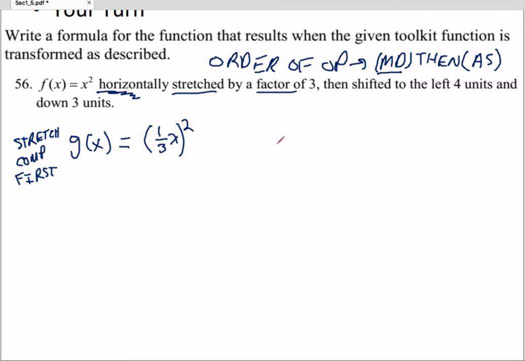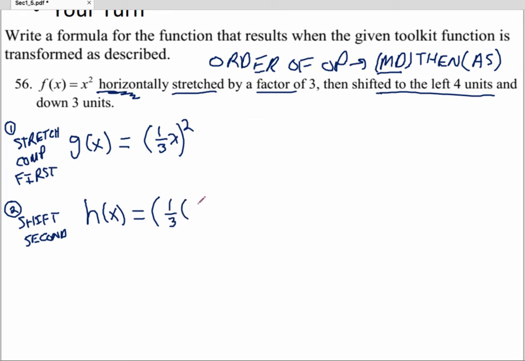So now that's not the whole function, because once I've done that, then I do the shift second. That's the one and that's the two. You do the stretch or compression, the reflection, all the multiplicative stuff that has factors involved in it first, then you do the shift. Okay, so we're going to have one last function, h of x here. So what's h of x going to be equal to? Well, it's shifted to the left by 4 units. So that means that 1/3 shifted to the left by 4 units is going to be equal to what? x plus 4. That's how you shift it to the left.